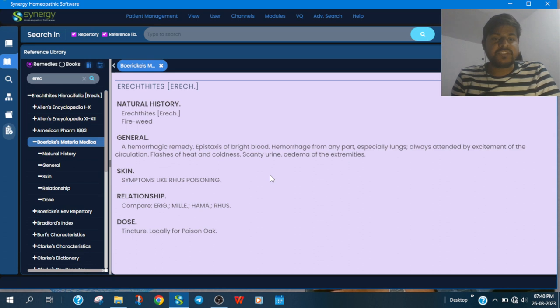It is the remedy of hemorrhage, epistaxis of bright blood, hemorrhage from any part, especially lungs, always attended by excitement of circulation, flushes of heat and coldness, scanty urine, oedema of extremities, skin symptoms are like Rhus tox or rhus poisoning. And the dose has been given as locally for poison oak, and it has been given in tincture form. Okay, this is the medicine that I am talking about in the hemorrhagic remedy.